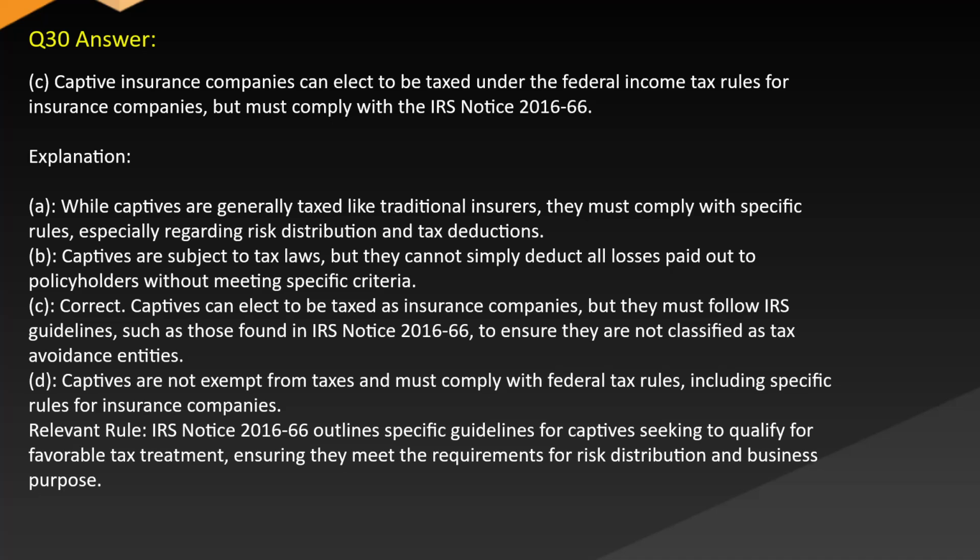criteria. C. Correct. Captives can elect to be taxed as insurance companies, but they must follow IRS guidelines, such as those found in IRS Notice 2016-66, to ensure they are not classified as tax avoidance entities. D. Captives are not exempt from taxes and must comply with federal tax rules, including specific rules for insurance companies. Relevant rule: IRS Notice 2016-66 outlines specific guidelines for captives seeking to qualify for favorable tax treatment, ensuring they meet the requirements for risk distribution and business purpose.